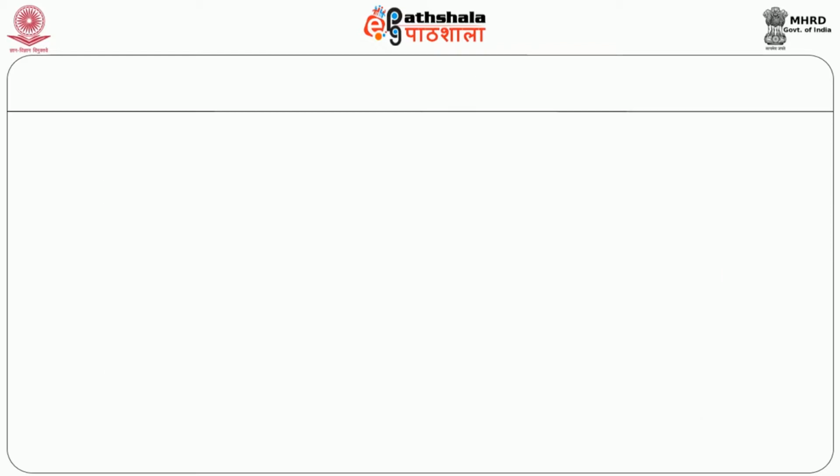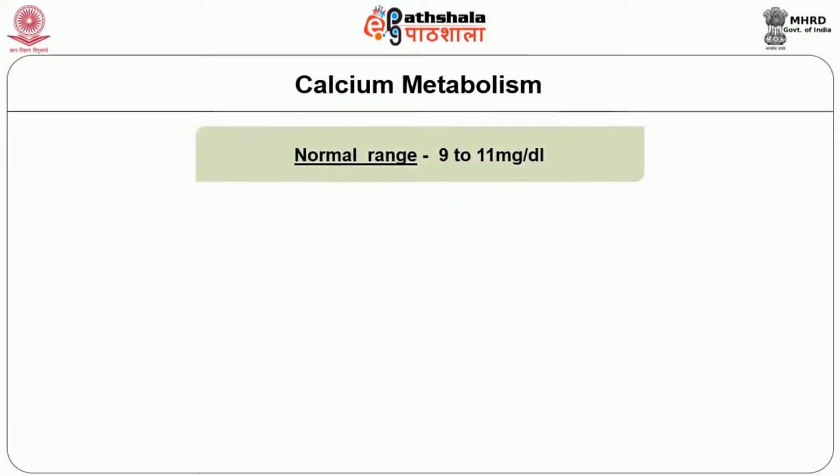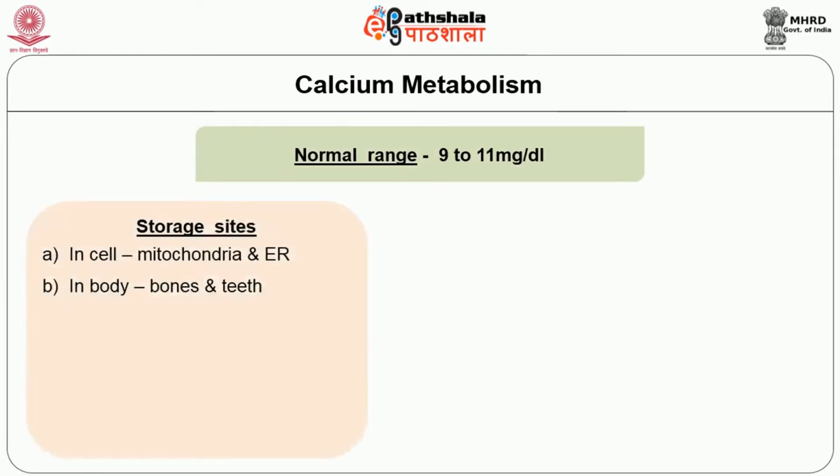Now, let's have a brief overview about calcium metabolism. The normal plasma concentration of calcium is 9 to 11 milligrams per dl. And the calcium is stored primarily in the mitochondria and endoplasmic reticulum of the cell, and in the body it is found primarily in the bones and the teeth.